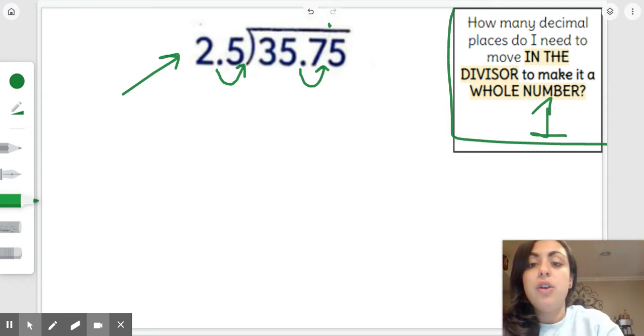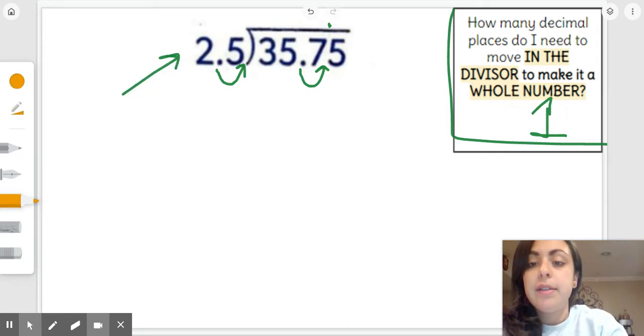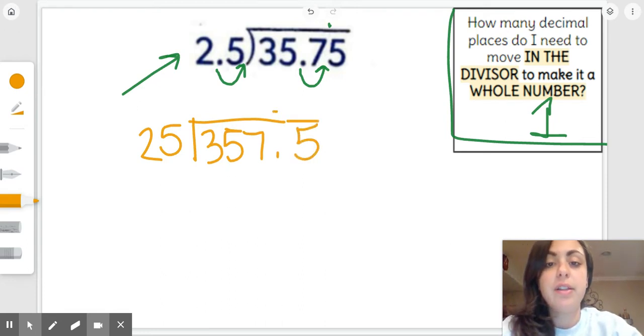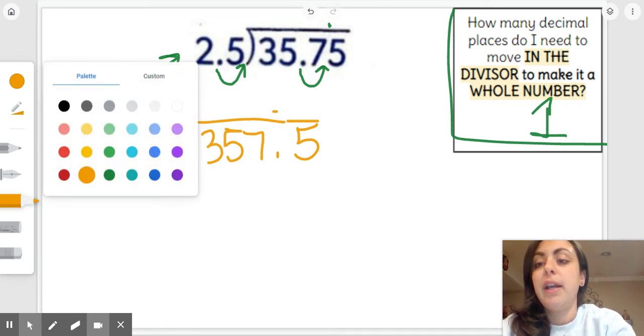when I'm solving. So now I'm going to rewrite this problem. I'll switch colors. 25 divided by 357.5. And again, it's super important to put it back up in your answer so you know where that decimal break is. And now I just get to divide like it's regular numbers.